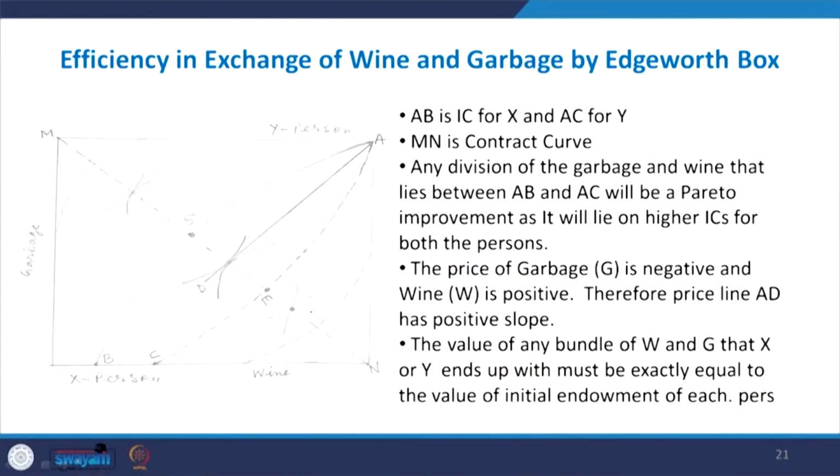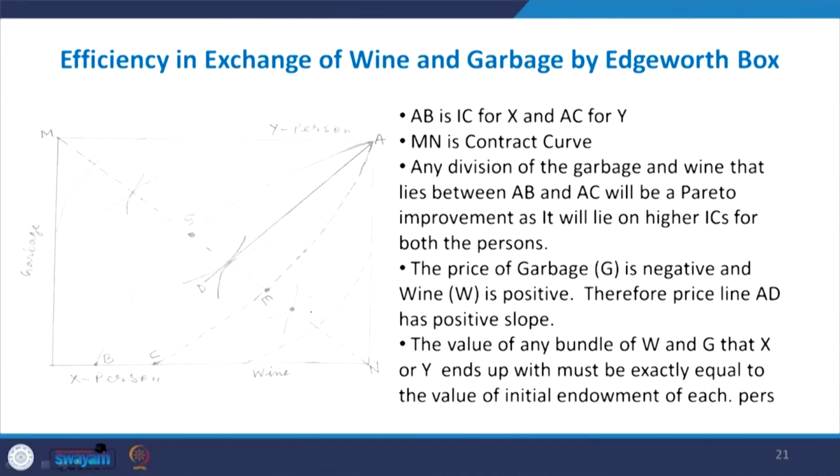So, this is the Edgeworth box prepared in the same manner as we prepared in the case of wine and cheese. The only difference here is that these indifference curves are not convex to the origin and they do not have a negative slope; they have a positive slope, because one product is a good product and the other product is a bad product. So, the shape of this Edgeworth box is different from the conventional shape of the Edgeworth box.